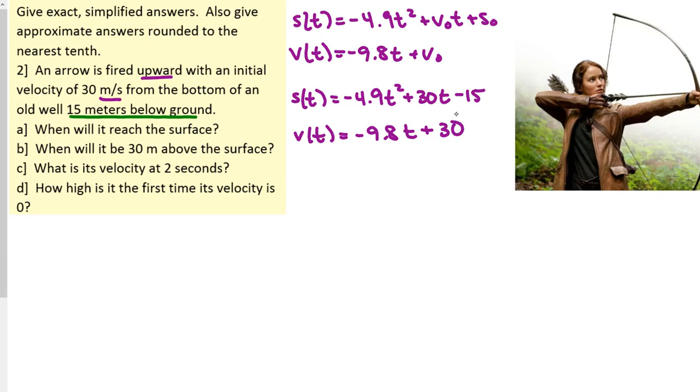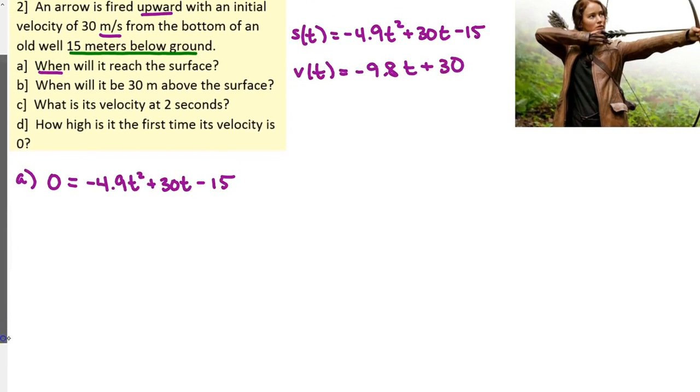Okay, when will it reach the surface? So when they say when, we're going to find the time, so solve for t, and the surface would be height 0. So we want the position S of t to be 0. So let's put 0 in that equation for S of t. Okay, to solve this equation, just like we saw in problem number 1, it's not very user-friendly, so let's go ahead and use the quadratic formula.